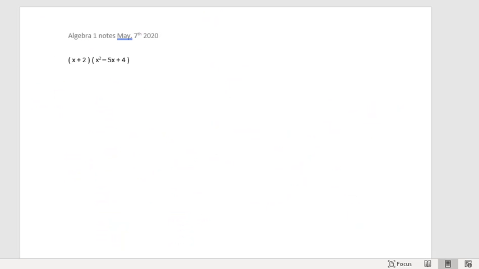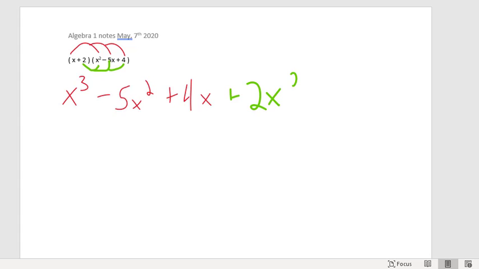Okay, if you want to do the distributive property for this one, x times x squared, multiply it to each piece in there. So x times x squared is x to the third. x times negative 5x is negative 5x squared. x times 4 is 4x. Also do it with the other term, 2 times each piece that's inside. So 2 times x squared is 2x squared. 2 times negative 5x is minus 10x, and 2 times 4 is plus 8.